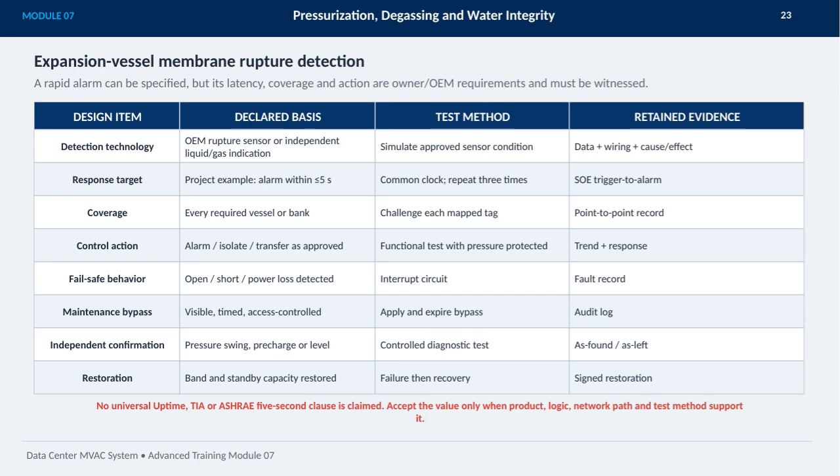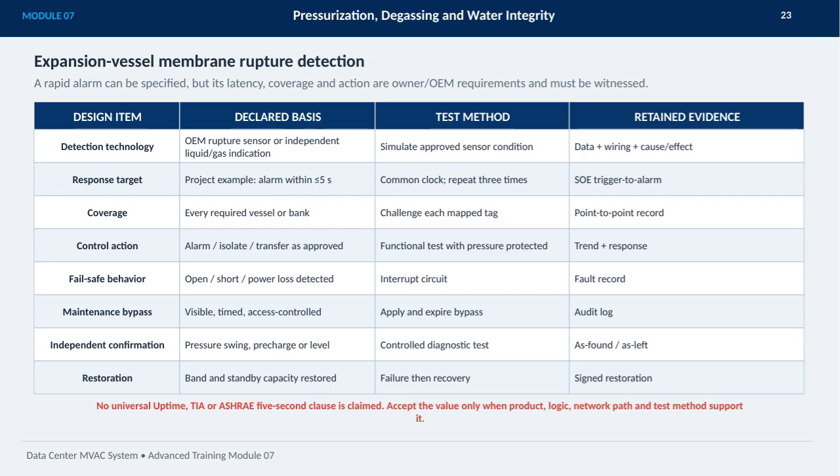We emphasize comprehensive coverage, meaning every required vessel or bank needs to be monitored, challenging each map tag and maintaining point-to-point records. Control actions must be defined clearly, whether that's alarming, isolating, or transferring functions as approved. Functional tests protect pressure integrity while trending and responses are monitored closely.